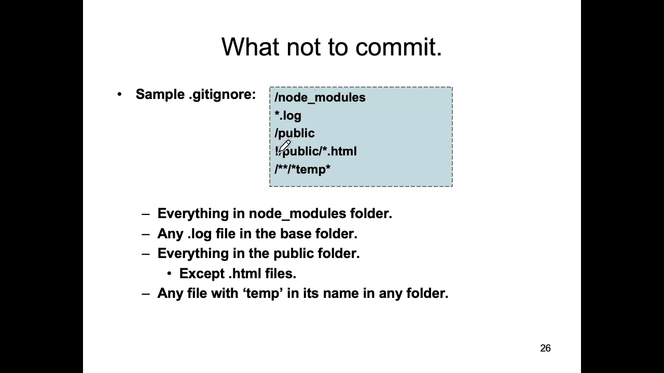When you've got an exclamation mark at the beginning of a line in .gitignore, that's essentially like a not operator. So here I'm saying ignore everything in the public folder, but here I'm saying do not ignore .html files in the public folder. They should be committed. And this one is saying anywhere you see temp in a file or folder name in any subfolder, just ignore that file or folder from being committed.